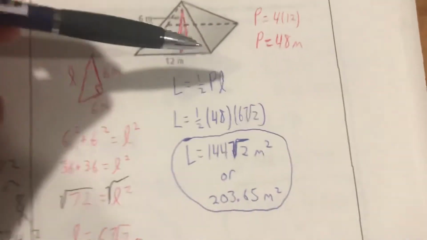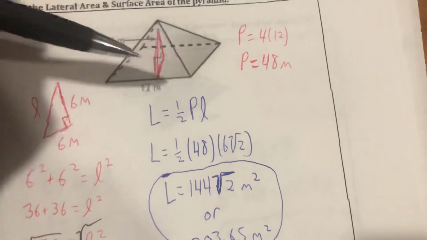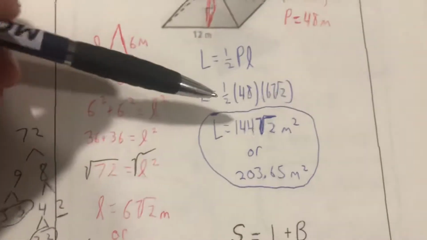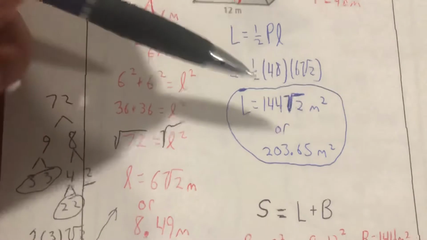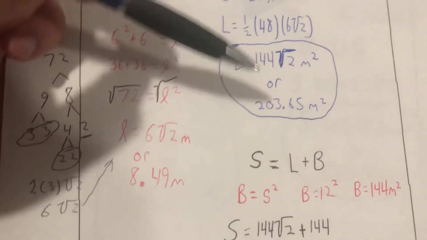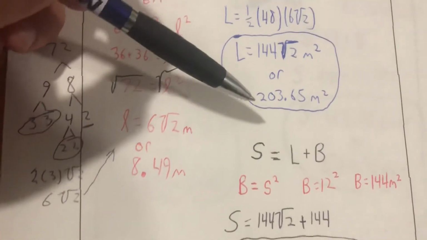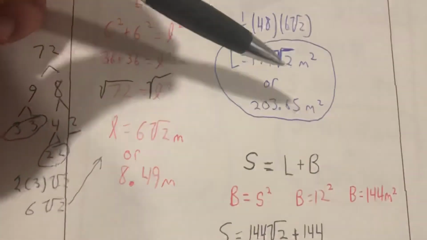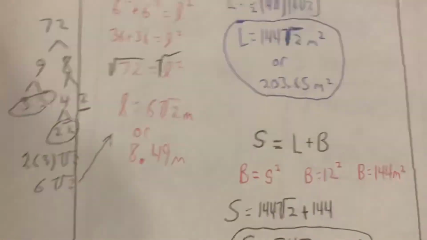So we have the perimeter, if it's a square and we have a side length of 12, 4 times 12, or adding 12 together 4 times is going to get you 48 meters. So we have 1/2 times the perimeter of 48 times the slant height we found of 6 root 2. Now, keeping it in radical form, we get that the lateral area is 144 root 2 meters squared. If you happen to go decimal and round to the nearest hundredth, you're going to have 203.65 meters squared. So that would just be the square root of 2 times 144 on the calculator.